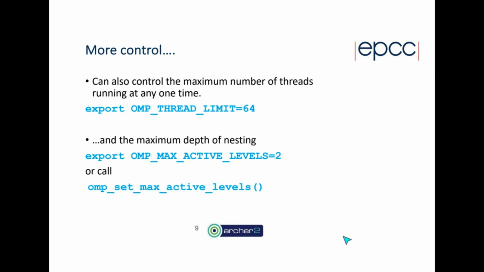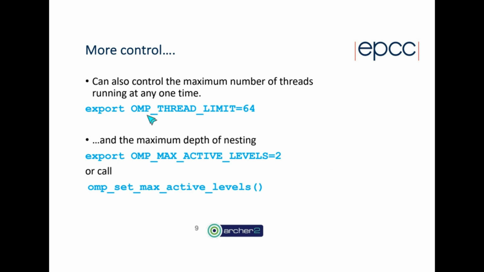Okay, there's more control you can have. It's very easy with nested parallelism to end up generating lots of threads, and as usual, you probably don't want to generate more threads than you have the appropriate hardware resources, whether that's hardware threads or physical cores. It's useful to be able to limit the total number of threads that are going to be generated and match that to the hardware resources you have access to.